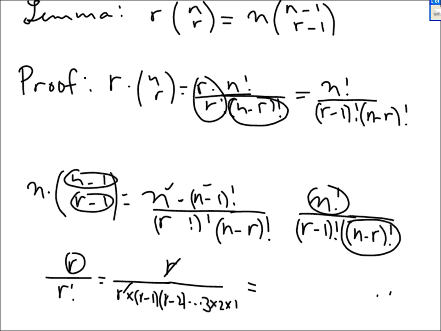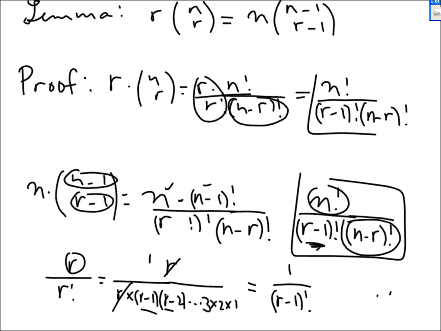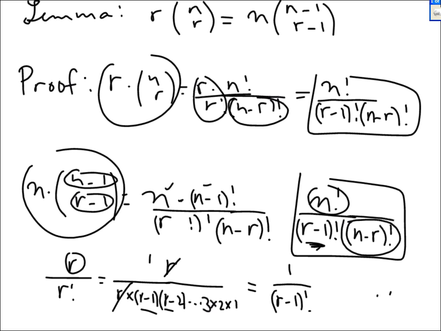And there's the r like it should be. Well, r over r cancels out to 1. So now you have 1 over r minus 1 times r minus 2 times r minus 3, etc. But that's just r minus 1 factorial, which is exactly what I put on the bottom. So it turns out that this and this are the same. The lemma has been proven.